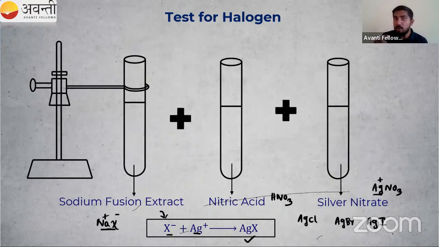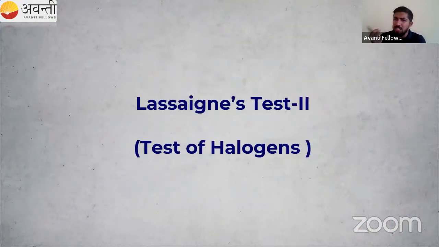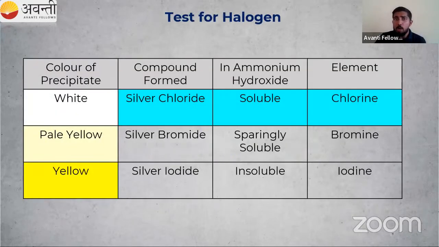How to do that? We have to check whether it is AgCl form or AgBr form or AgI form. So that is the Lassaigne test. The sodium fusion extract we are using in this test, we can call it the Lassaigne extract. If chlorine is present, then AgCl is formed. That is a precipitate. What is the color of that precipitate? That is white. If a white precipitate is formed, that means AgCl. If AgCl is formed, we can say chlorine is present in our organic compound.